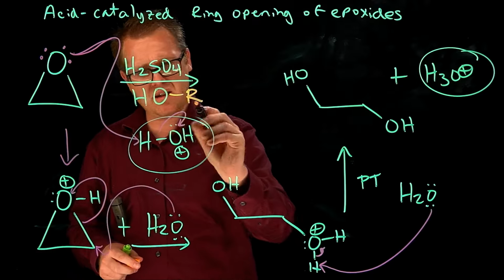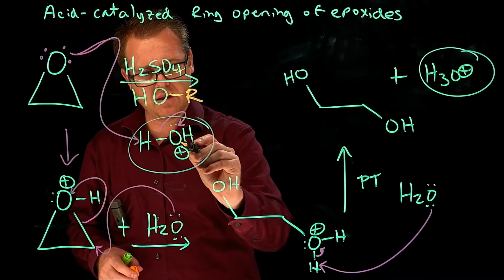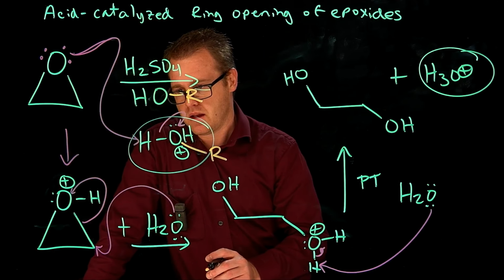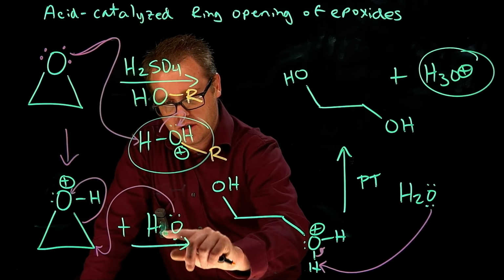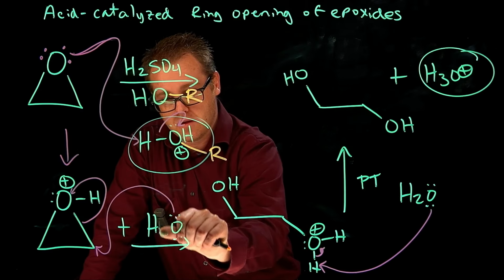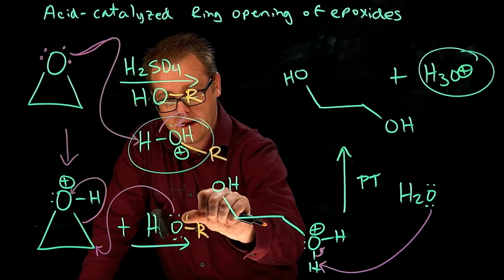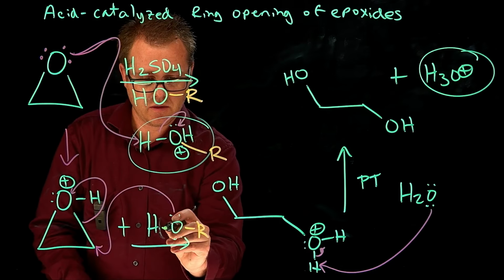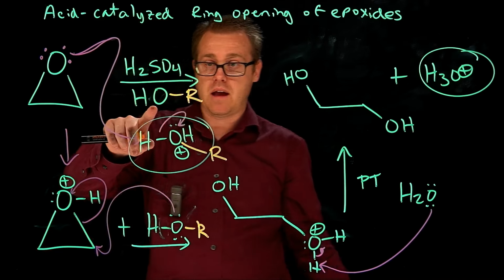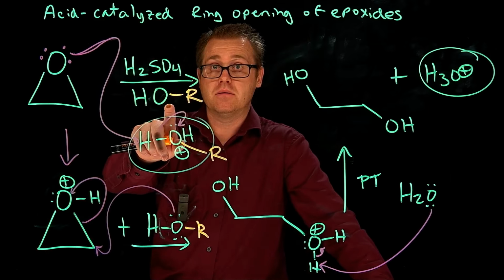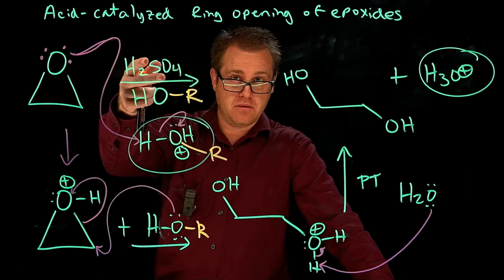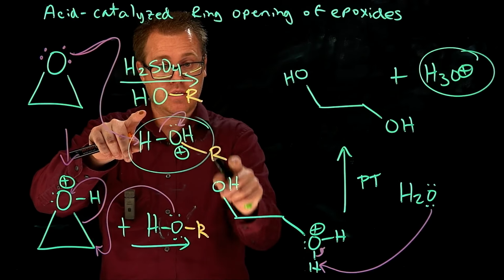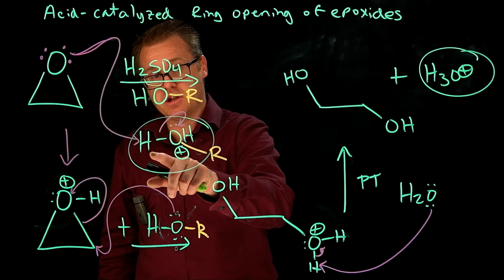and I'm going to draw it right off of that R right there, right? And so this would be H, R like that. So when you take an alcohol and treat it with sulfuric acid or another acid, what you're going to do is protonate that alcohol.